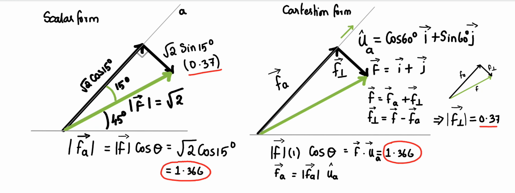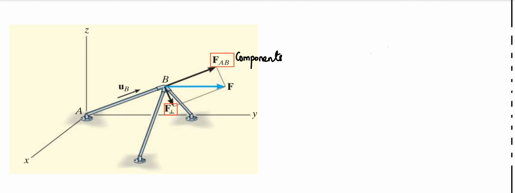Why do we have to prefer that? In a 3-dimensional case, for example, we take the case here. This is a 3-dimensional case. There is an F vector represented in Cartesian form. It won't be represented in scalar form. It will be represented in Cartesian form. So given here is the Cartesian way of representing F vector and the Cartesian way of representing the direction of UAB, that is unit vector along AB. That's how we will be given the data.